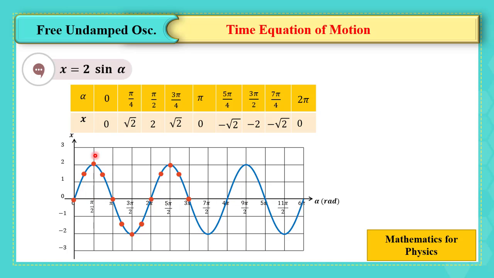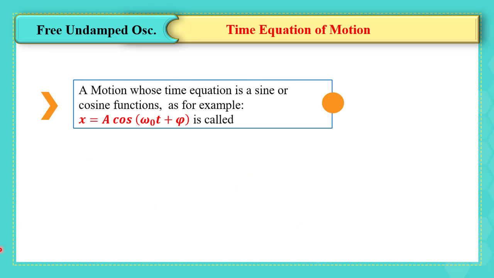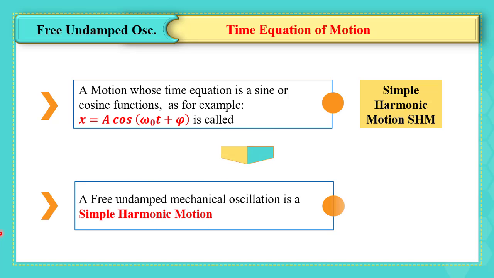Keeping in mind that alpha is omega 0 t plus phi and always in radians, we deduce that a motion of time equation of the form x equals a cosine omega 0 t plus phi or a sine omega 0 t plus phi is called simple harmonic motion. A free undamped mechanical oscillation then is a simple harmonic motion.